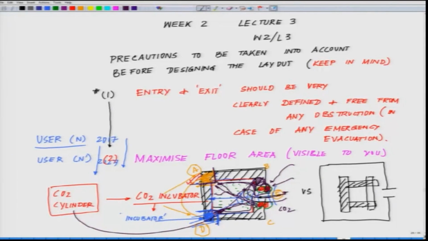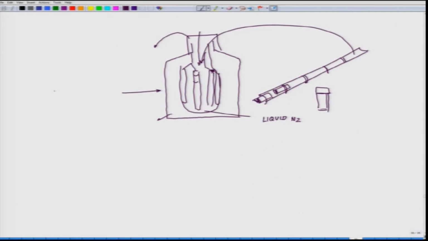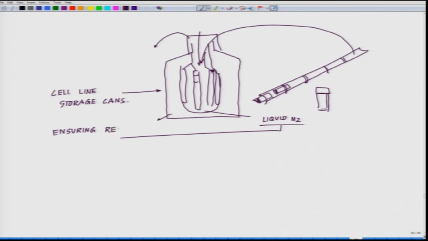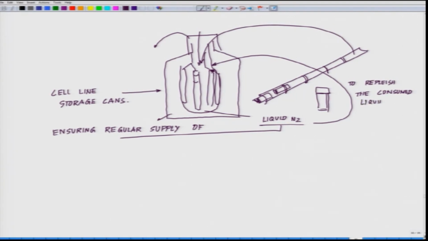Okay. So now, after that, I have talked to you about where to keep the nitrogen can, or these are the cell line storage cans, and ensuring regular supply of liquid nitrogen to replenish the consumed liquid nitrogen. So, you have to have a designated spot for it.